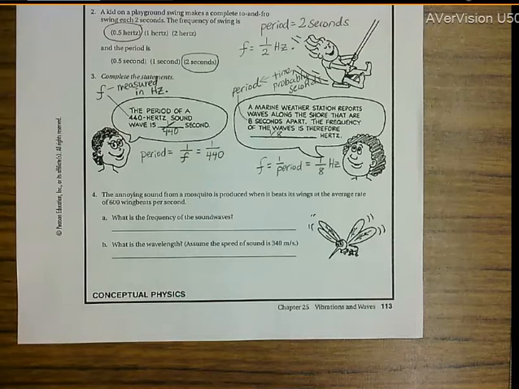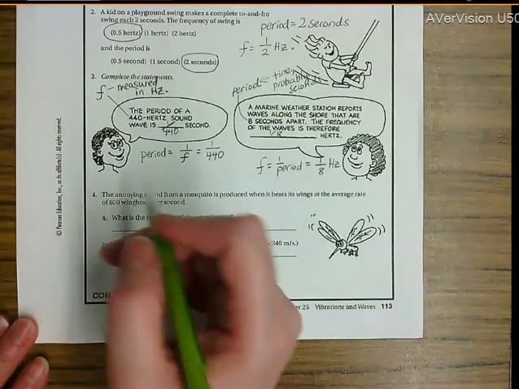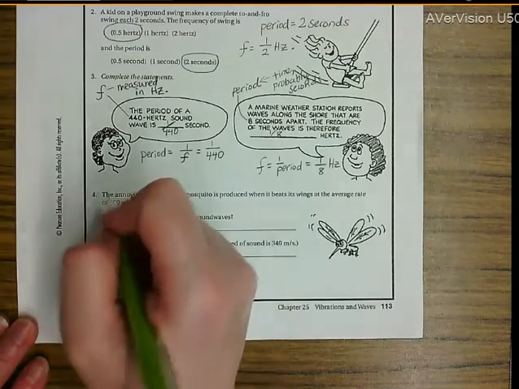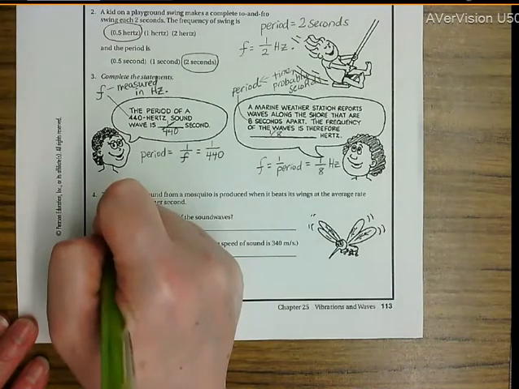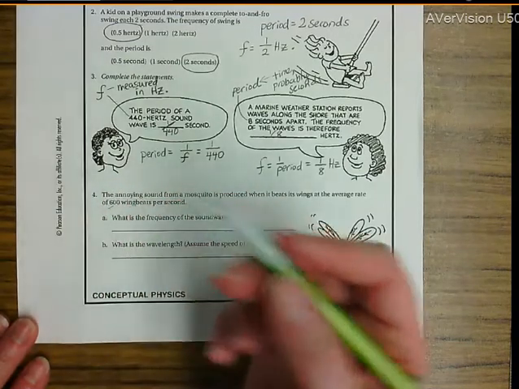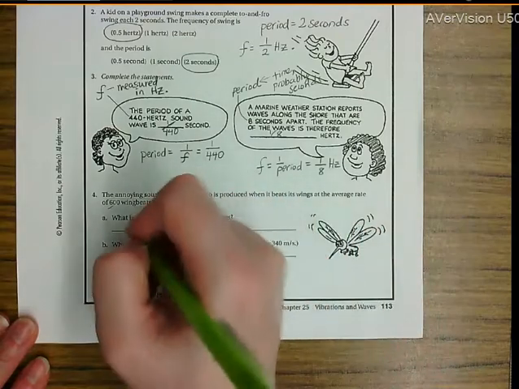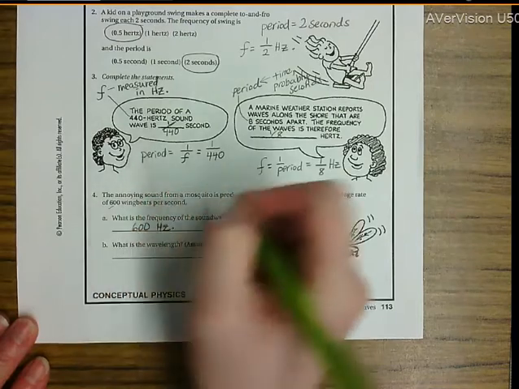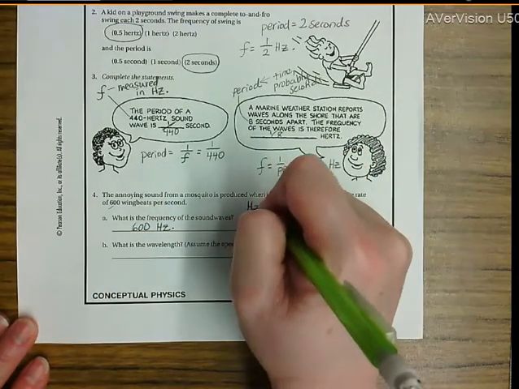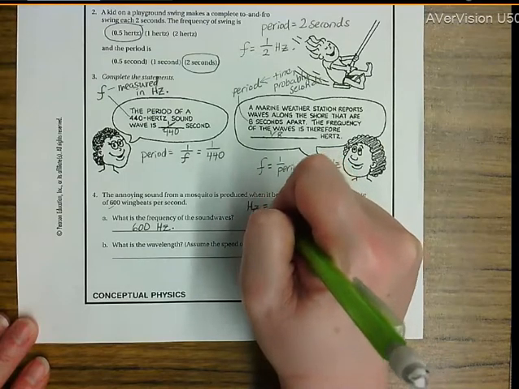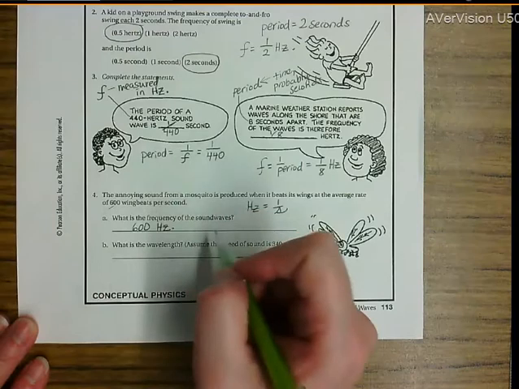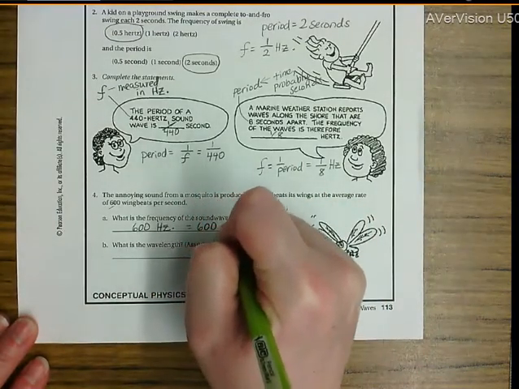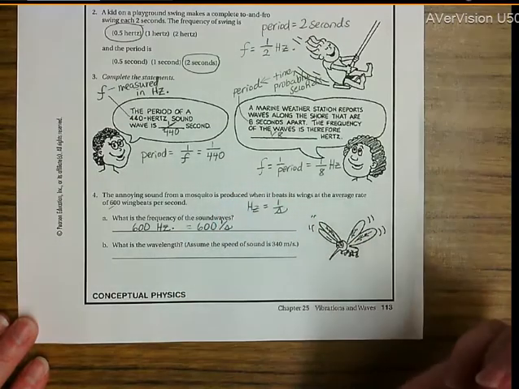So number 4, the annoying sound from a mosquito is produced when it beats its wings at the average rate of 600 wing beats per second. So 600 wing beats per second, that is going to be how many cycles there are per second. So this is a frequency, because a hertz is the same as 1 over second, and this is wing beats per second, so it's 600 per second, so 1 over seconds, which is a hertz.